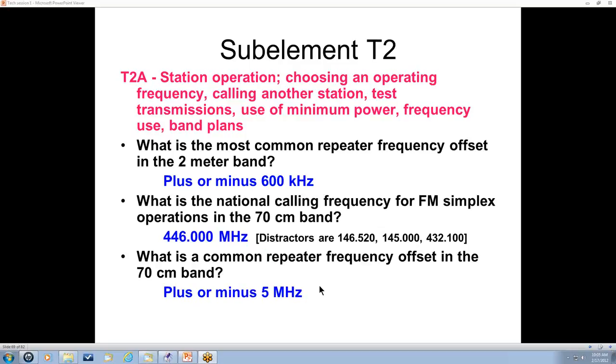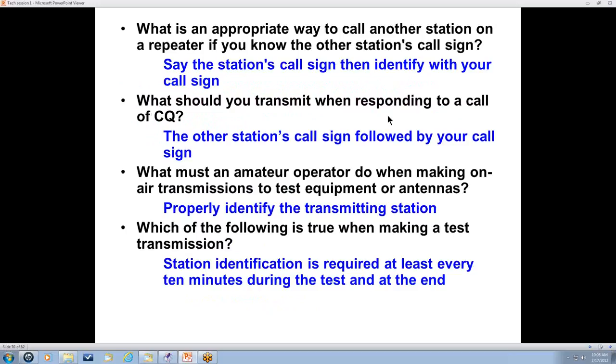What's a common repeater frequency offset in the 70 centimeter band? Up there in the 70 centimeter band, it's plus or minus 5 megahertz is the repeater offset frequency. What's an appropriate way to call another station on a repeater if you know the other station's call sign? You say the other station's call sign and then identify with your own. So if I were calling my wife, who is WH7WT, I would just say WH7WT, this is AH6I, over.